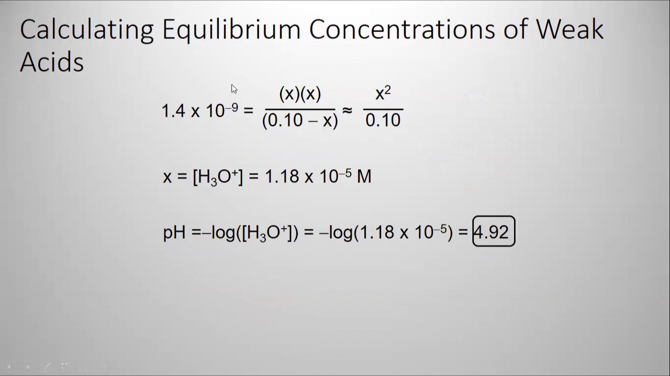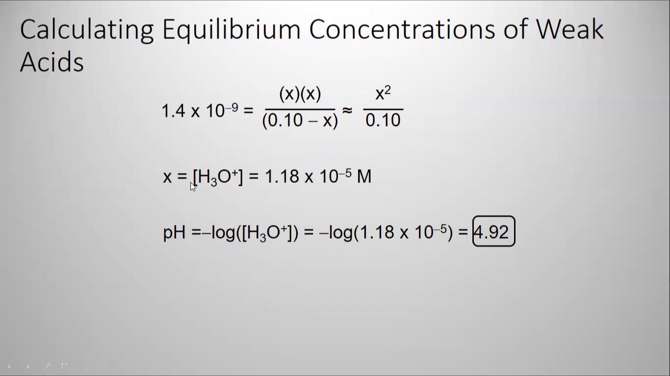We ignore the x. Look at this. This is very small. If Ka is very small, x will be very small. So you can ignore x in terms of 0.1. Why can you not ignore x in a multiplication? You never ignore x in a multiplication. You can only ignore it in addition or subtraction. You cannot ignore x in multiplication or a division.